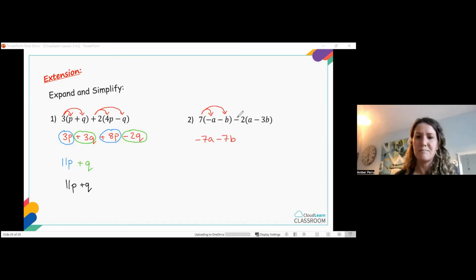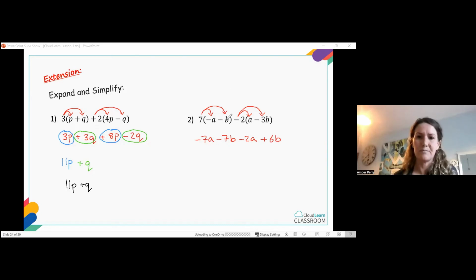Then we've got, and be super careful, always say to yourself, oh, I've got a negative here, so I need to be really aware of that. Minus 2 times a, which is minus 2a, and minus 2 times minus 3b, which is going to be plus 2 times 3 is 6b. Okay, so that minus and that minus there are going to give us a plus here. Easy error to make there.